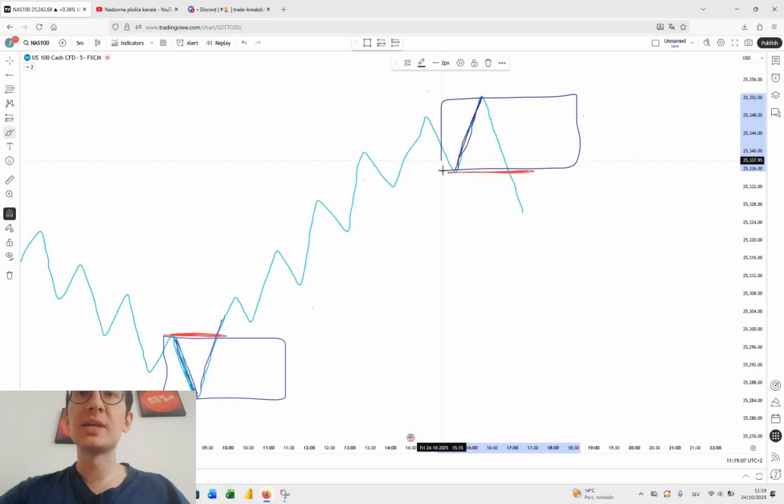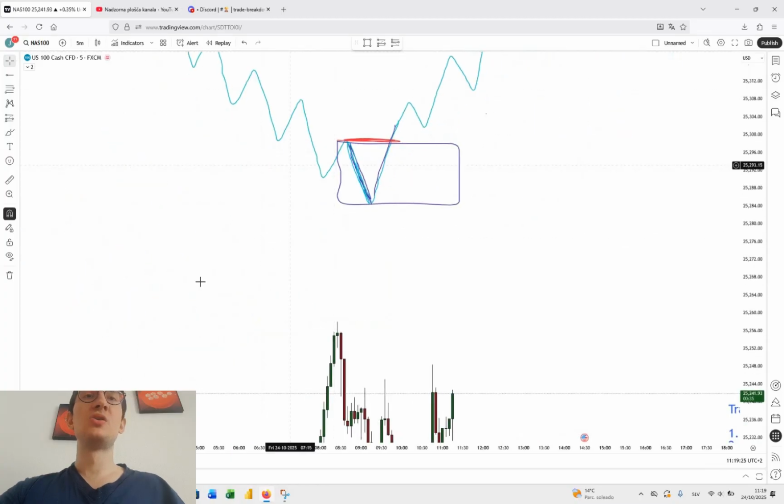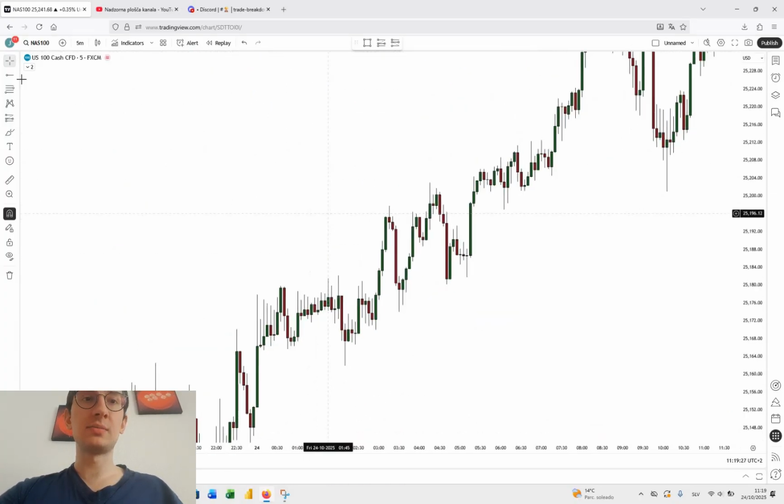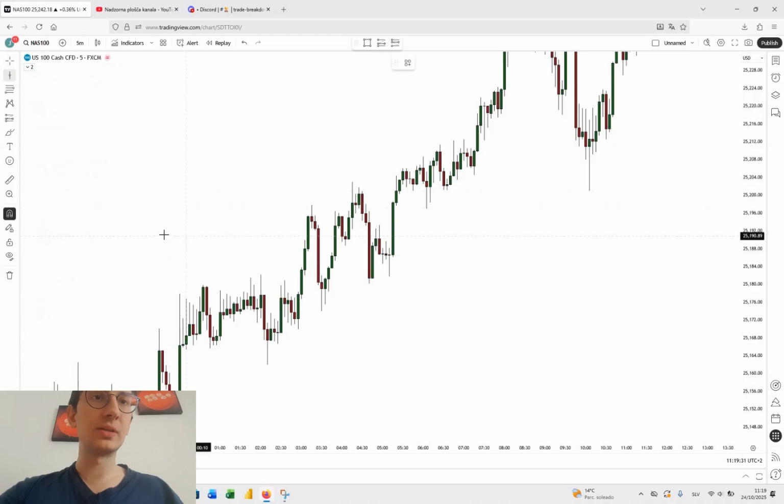Because here we were having so many selling orders. Those were all selling orders that got fulfilled, and then at these selling orders, the sellers had more power than the buyers, so the price started to collapse. It's that simple. So now let's go to the charts again. Let's mark our movement.